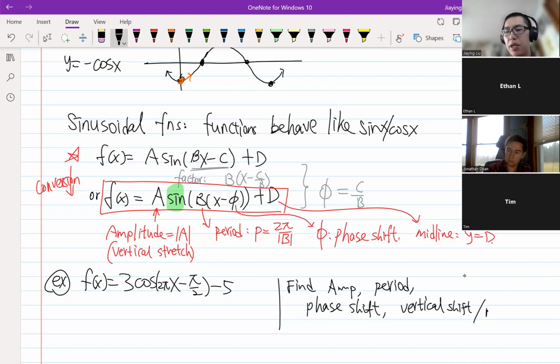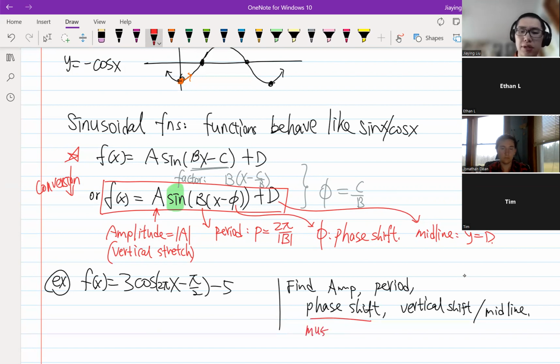Or sometimes called midline, depending on whichever the problem says. So be careful, phase shift is not pi over 2 to the right. That's not the correct value. So if we want to find phase shift, we have to factor.